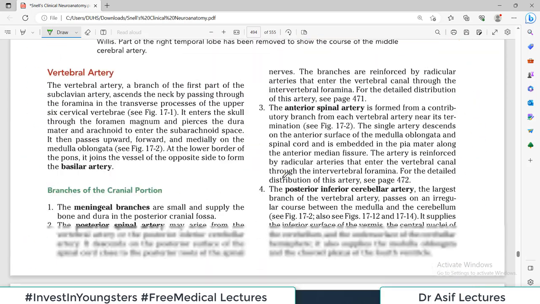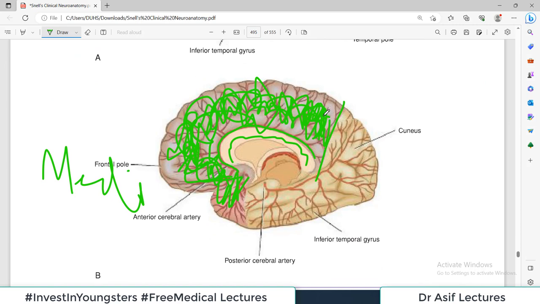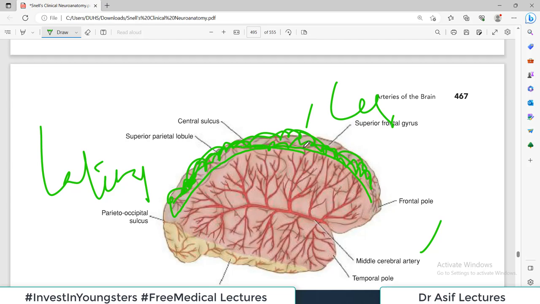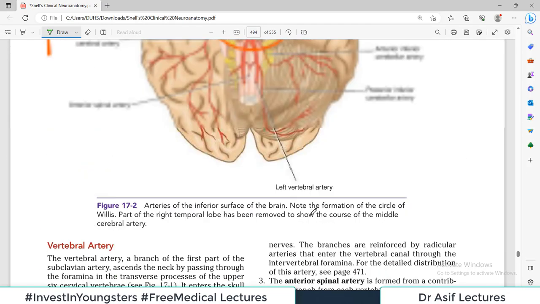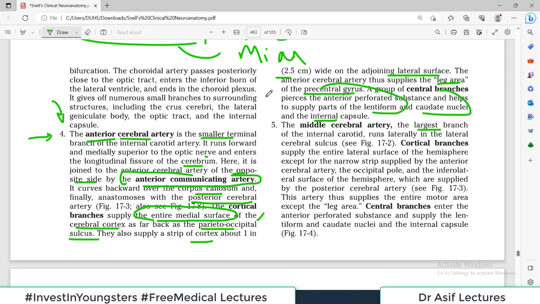It supplies whole of the medial side of the cerebral cortex up till this particular sulcus, which is parieto occipital sulcus. It also supplies a small strip on the lateral side of the brain. Okay, dusri terminal branch kaun si thi? The other terminal branch was the middle cerebral. Now the middle cerebral is the larger of the terminal branches. It runs laterally in the lateral cerebral sulcus.